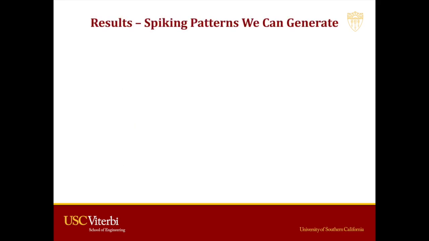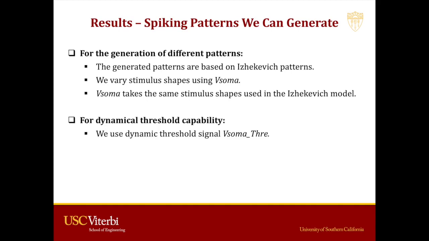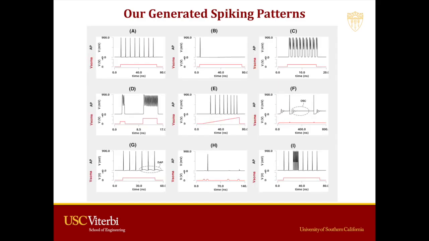In this section, we will present our results for generating different spiking patterns and our results for the dynamic threshold behavior. Our generated patterns are based on the Izhikevich patterns, in which we use the parameter phi-soma to indicate different stimulus shapes, and we use the parameter phi-soma 3 to indicate the dynamic thresholds. We demonstrate the capability of our model by generating 9 different spiking patterns.